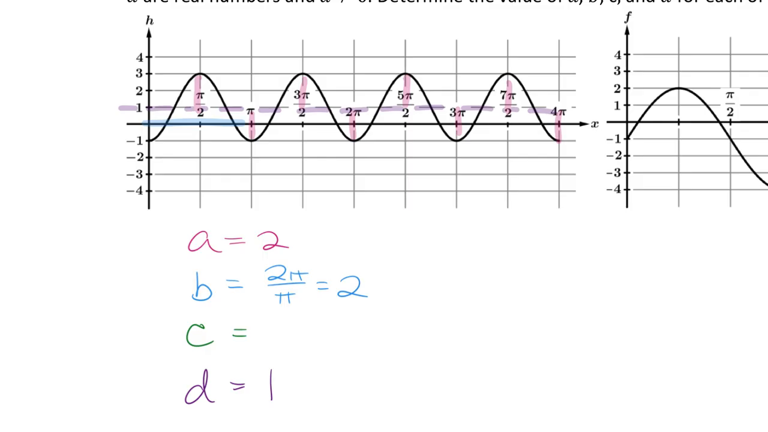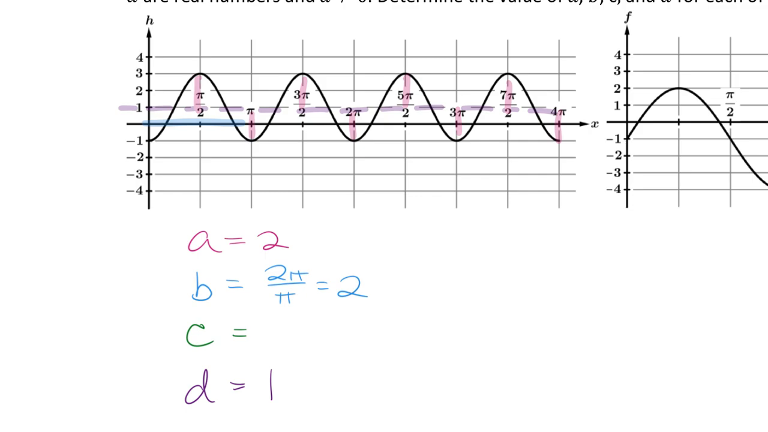Now, even though this is the same exact graph, we're going to have a different answer for C because now I'm telling you to write a cosine function. Cosine should start where? At a maximum, then decreasing. Where's the first maximum that you see? Pi over 2.